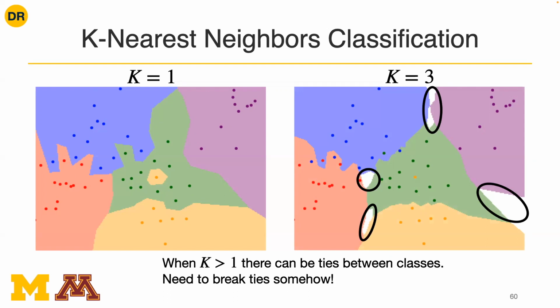The one challenge, though, that comes up potentially is that we have ambiguous portions of space now that we have to deal with. So if k is greater than 1, it's possible that there could be ties during the voting process. And so those are the portions of space on the right-hand figure that are colored white. So we would have to somehow decide how to break a tie to still produce a prediction for an image that falls into those portions of the space.